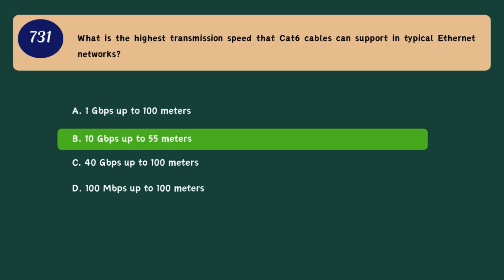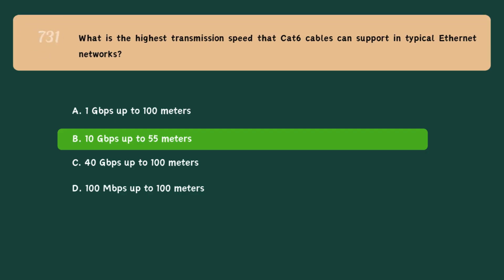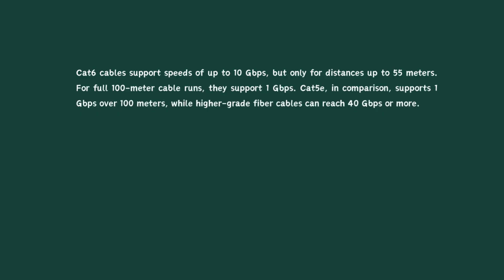Correct answer, B. 10 gigabits per second up to 55 meters. Cat6 cables support speeds of up to 10 gigabits per second, but only for distances up to 55 meters. For full 100-meter cable runs, they support 1 gigabit per second. Cat5e, in comparison, supports 1 gigabit per second over 100 meters, while higher-grade fiber cables can reach 40 gigabits per second or more.